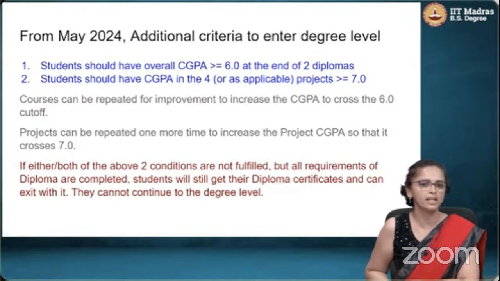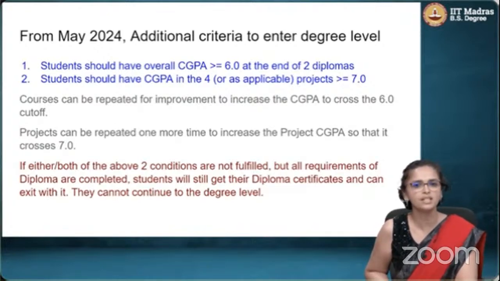In case you are planning to quit the program with diploma certificates, even if you have a CGPA at the end of 2 diplomas which is less than 6 or project CGPA of less than 7, we will award the diploma certificates to you. That is not a problem. You will get it from us.